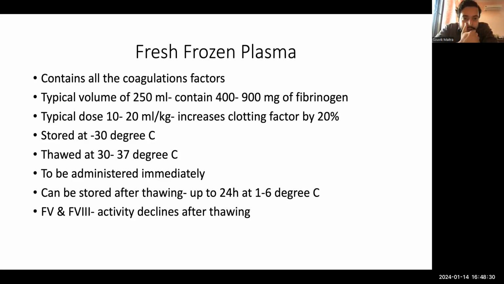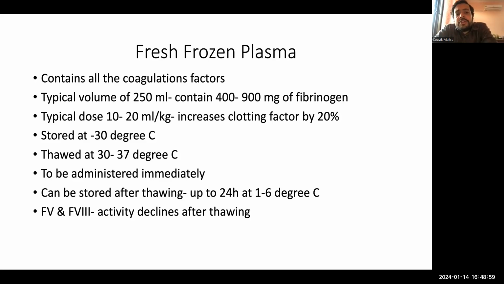Physiological studies have found that 10 to 20 ml per kg is associated with an average increase in clotting factors of 20%. But studies have also found that even an increase in clotting factors by 10 to 15% is, most of the time, sufficient to arrest bleeding. So whether the 10 to 20 ml per kg dose should be used in all patients, or we can try with a lower dose, is doubtful.